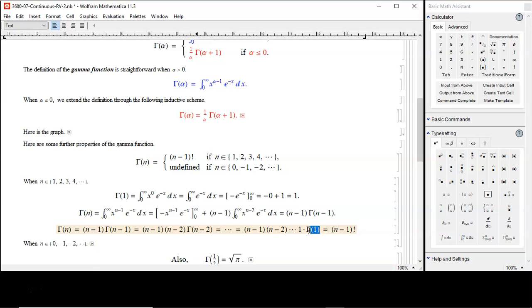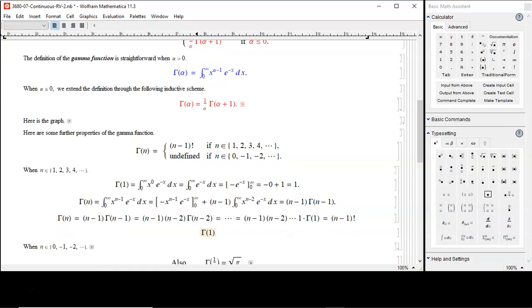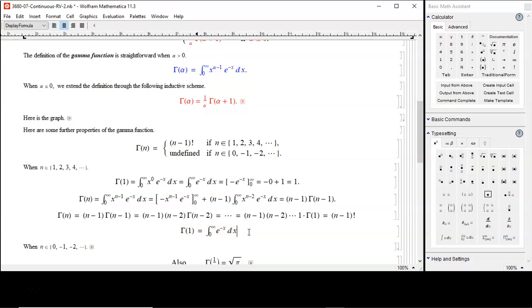It turns out that gamma of 1 is equal to 1. And actually, that's not too difficult to prove. You see, that's the definition of the gamma function. And gamma is 1, so this is 1 minus 1. So we have 0 power. So this one drops out. And then the antiderivative computation of this is just the exponential, and this one goes from 0 to infinity.